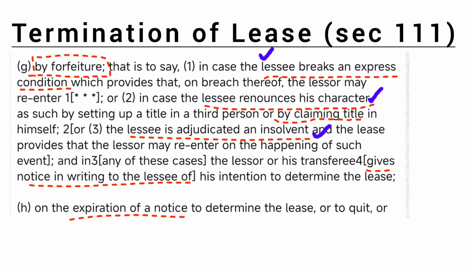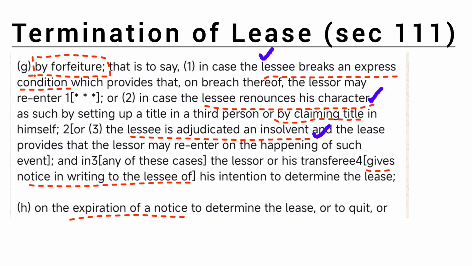Again, by forfeiture, if the lessee is declared insolvent and there is any express condition mentioned in the lease deed that if you are declared insolvent, you have to give up the property. Now, in that case, by forfeiture, a lease can be terminated. And the last but not the least is on the expiration of notice period.